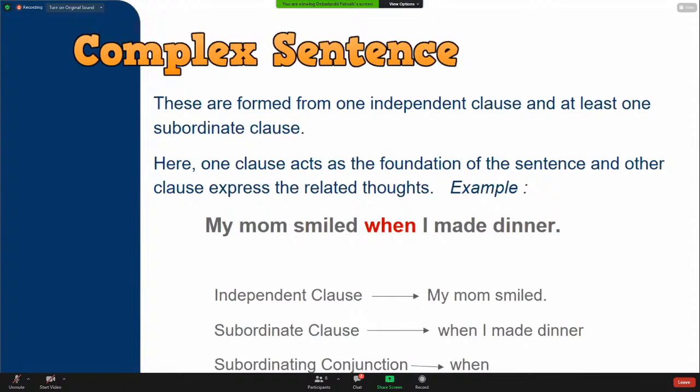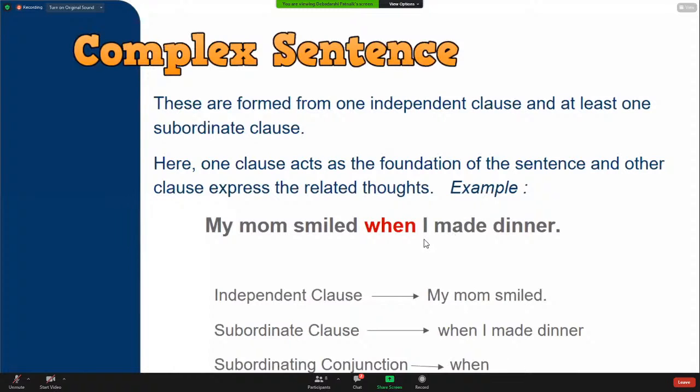The meaning should remain the same. Here, "mom smiling" is an independent thing, and "I made dinner" is an independent thing. But I'm not talking about the independent things. I'm talking about the relationship between my mom smiling and my dinner.